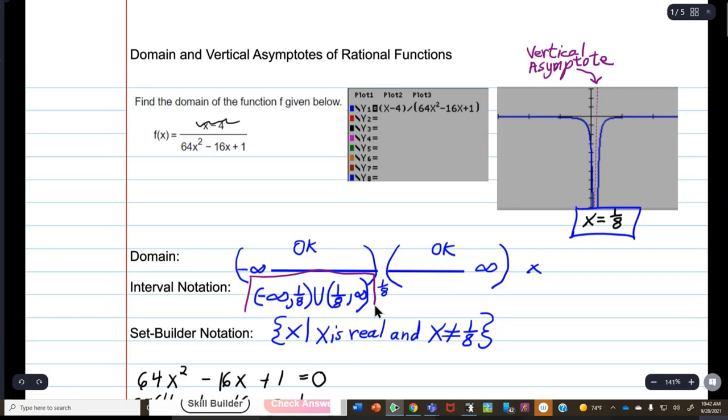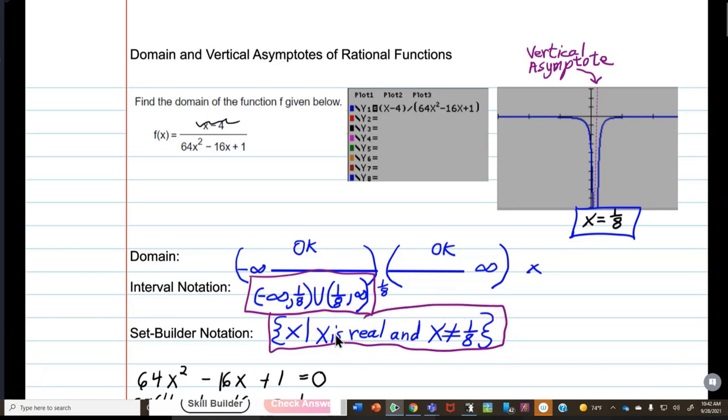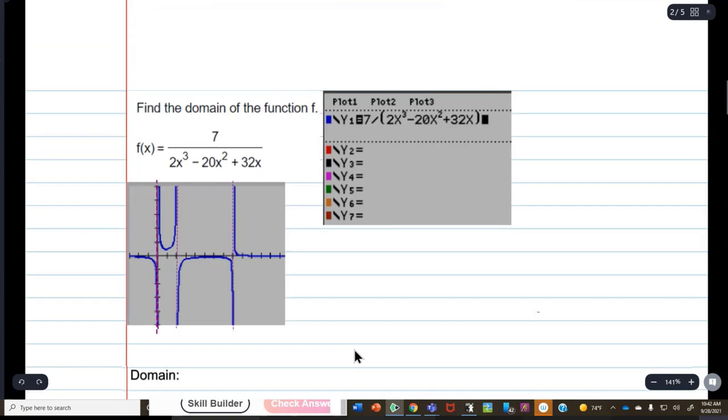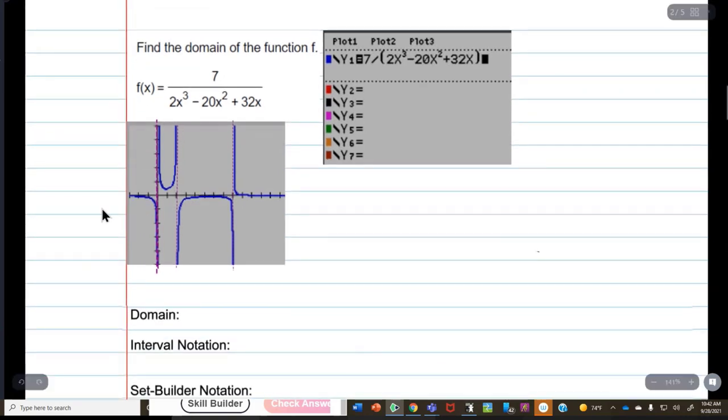Let me put a box around this and a box around there. I'll try to make it a little neater next time. Here we have another one. Look at this, 7 over a cubic. And look at the number of breaks you have in the graph. You have 1, 2, 3 breaks.